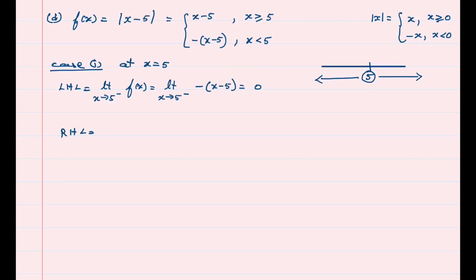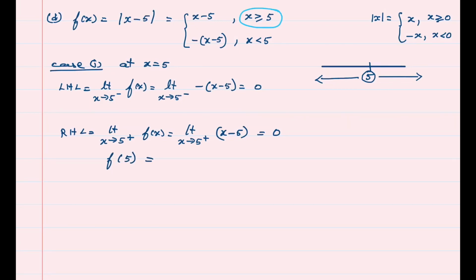RHL is limit extending to 5 plus f of x, which is limit extending to 5 plus. For 5 plus, we will use greater than or equal to 5 definition, which is x minus 5. Substituting the limit value, we get 5 minus 5, which is 0. And f of 5, using the equal to 5 definition, which is x minus 5, 5 minus 5, this is also 0.